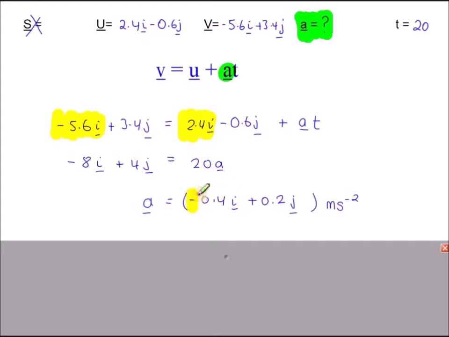And this is a constant, this is a constant. You can see that the acceleration vector is a constant. It's not a function of time. None of these terms have t in them. A constant acceleration, hence the use of SUVAT formulae.